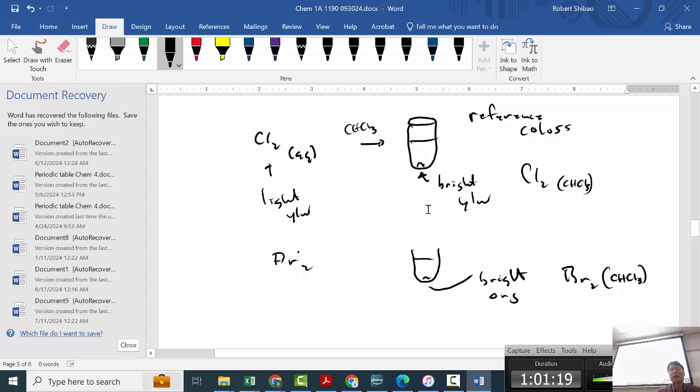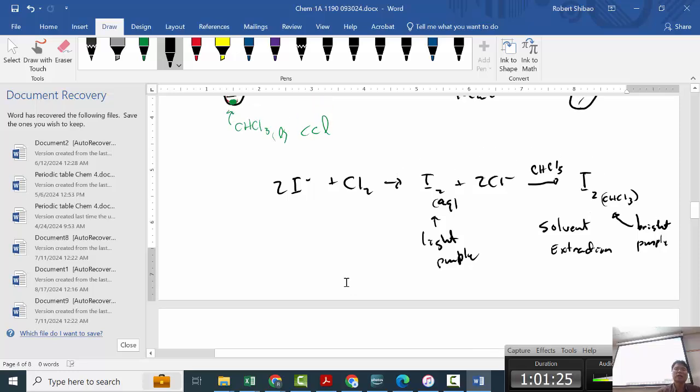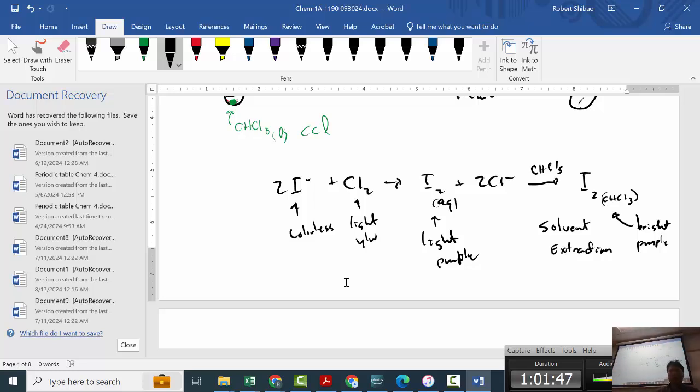Or you can tell if a reaction occurred, because there's going to be a color change. In this case, there's a color change, because we went from light yellow. Iodide in water is actually colorless, and iodine is light purple. So there's going to be a color change. That's what you're looking for here.